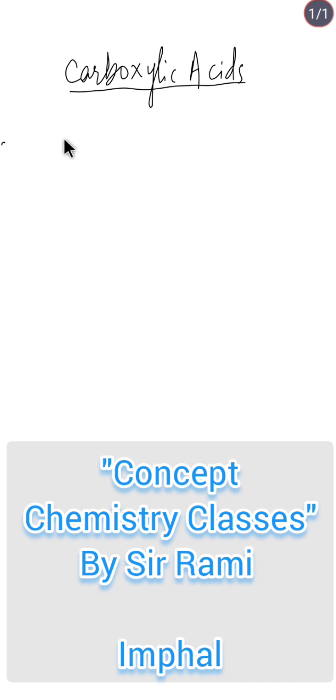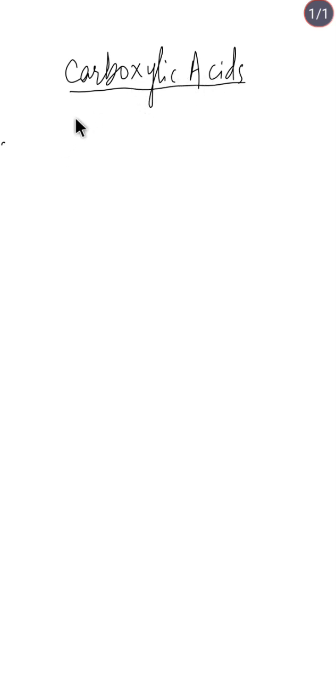Today in this video I'm going to revise carboxylic acids, which is in the chapter aldehydes, ketones and carboxylic acids. Okay, first of all, carboxylic acid is represented by this structure RCOOH, and we have some derivatives of carboxylic acid as well.